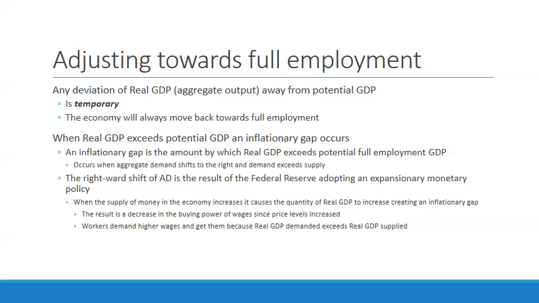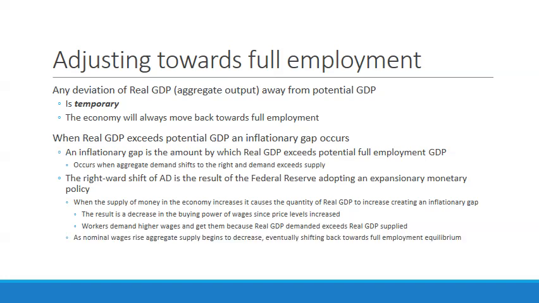So here's what you have to understand. When this occurs, the buying power of wages decreases because of the inflation. This is what happens when the price levels increase. All of a sudden now there's more money in the economy, so each dollar is worth less. So the buying power of wages has fallen. And workers are able to get higher wages because of the shortage and the fact that they need to produce more of the good. So nominal wages are increasing.